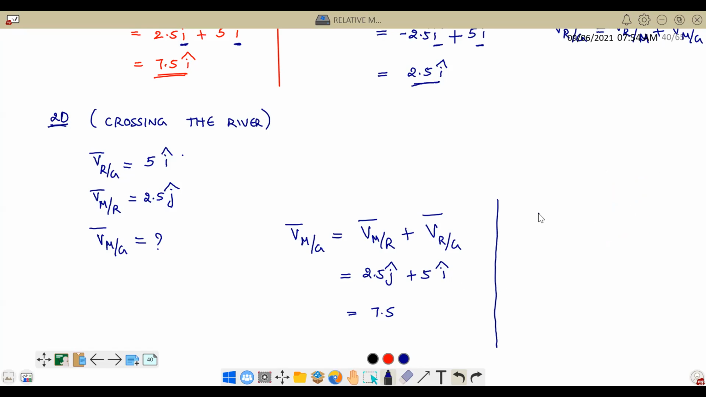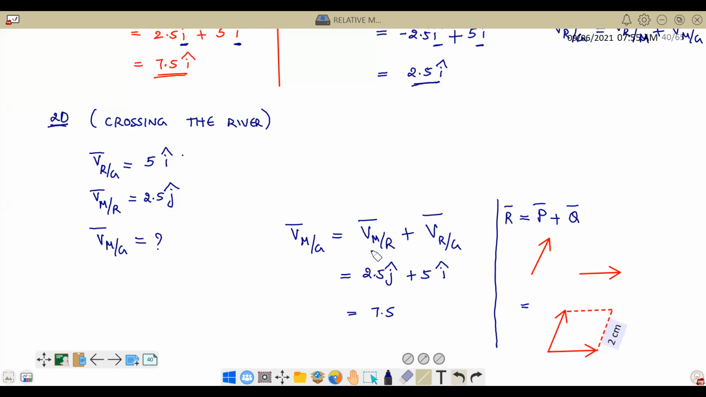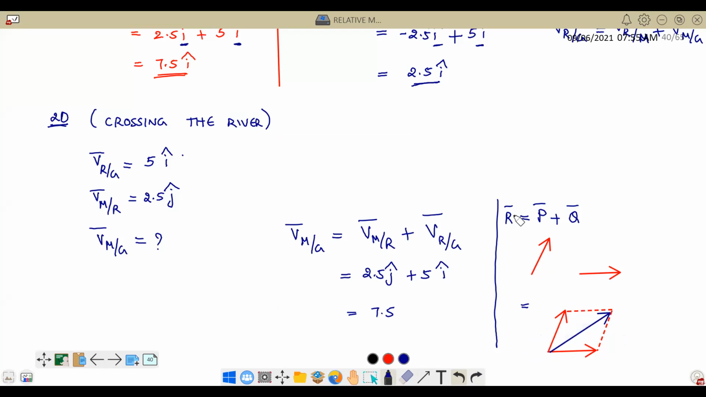In vectors, we have studied that, suppose there are two vectors, P bar and Q bar. What is the resultant? R bar is equal to P bar plus Q bar. If this is P bar and this is Q bar, how will you calculate? Just join these two vectors, either by triangle law or by parallelogram law. Generally, instead of triangle law, parallelogram law is very helpful. According to parallelogram law, we join the tails of both vectors at one place and complete the parallelogram. The diagonal of this parallelogram is the resultant, called the R vector.